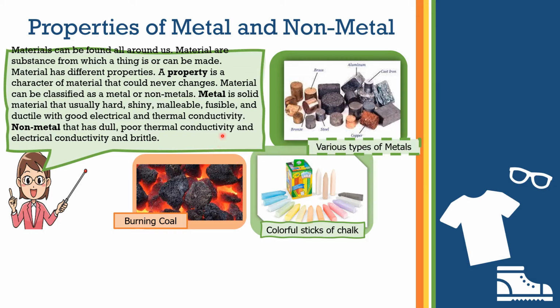Now, here are the various types of metal. You have copper, you have steel, you have bronze, you have brass, you have aluminum, yeah? And they all vary in color, as you can see, and are very different. Oh, and iron. Here are non-metals, which are colorful chalk that you can find in your classroom, and burning charcoal.